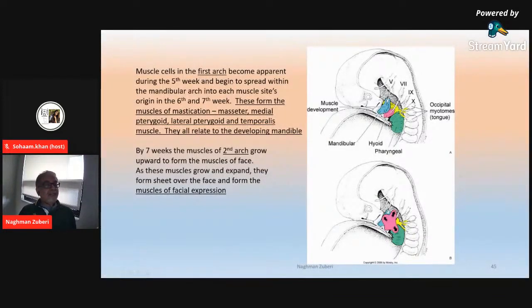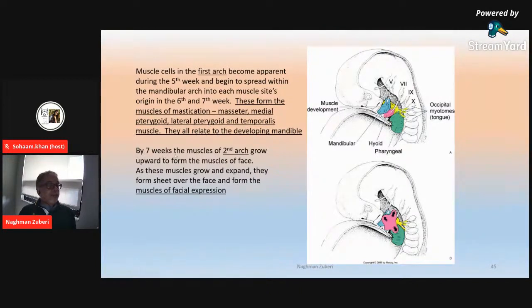Muscle cells in the first arch become apparent during the 5th week and begin to spread within the mandibular arch into each muscle site's origin in the 6th and 7th week. These form the muscles of mastication: masseter, medial pterygoid, lateral pterygoid, and temporalis muscles. They all relate to the developing mandible.